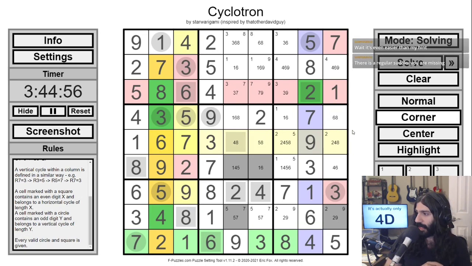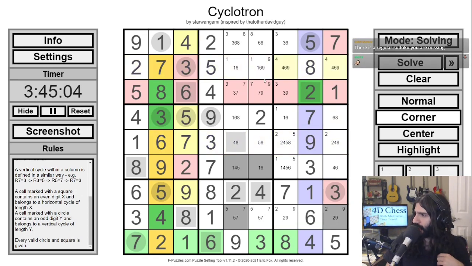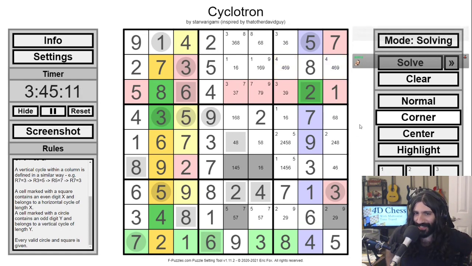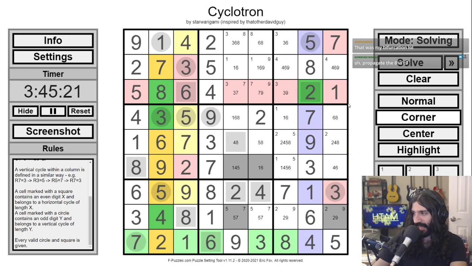Wait, it's even easier than my hint? Sorry. So both options for 4s in row 2 have possible negative constraint concerns. There's a regular Sudoku. Oh no, okay, everyone shut up. There's regular Sudoku we're missing. Okay. Alright. That was my bifurcation. Lol. Oh, that's funny. Okay.